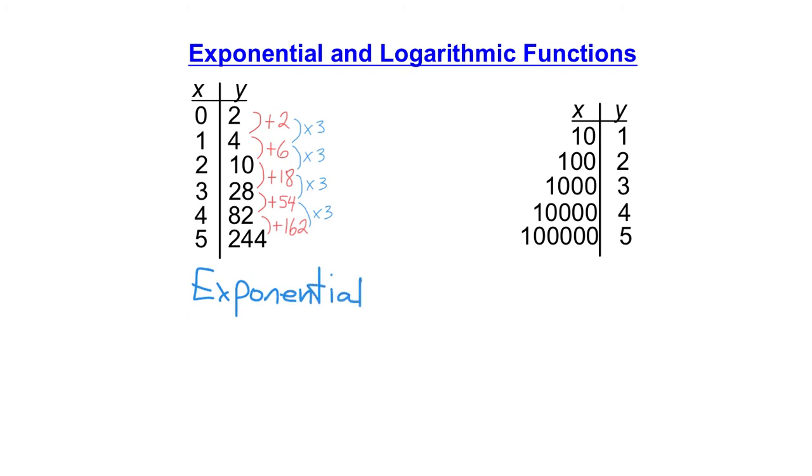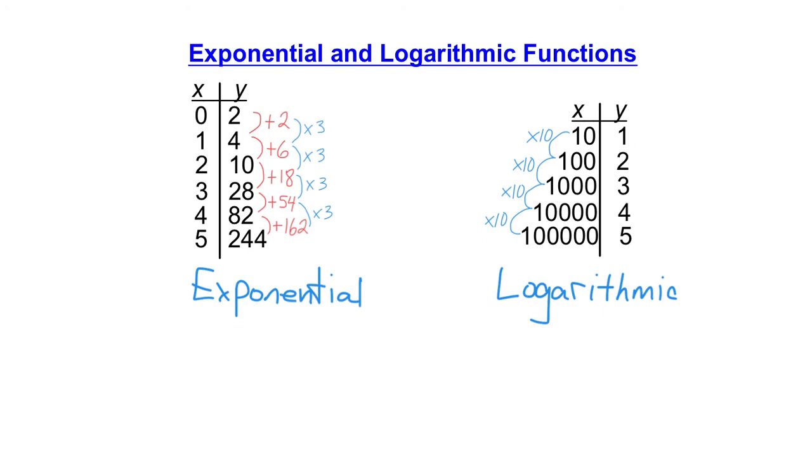Now, if it's logarithmic, basically everything's going to be the opposite. So x doesn't increase by 1, y does. And now we can see that the ratio between my successive x values is constant. I'm multiplying by 10 every time in this case. So if the ratio between your successive x values is constant when your y values increase by 1 every time, then it's logarithmic.